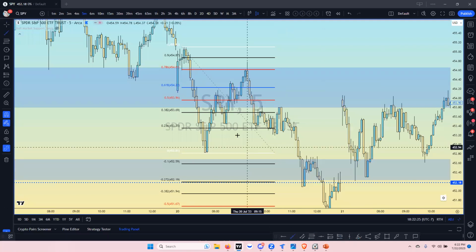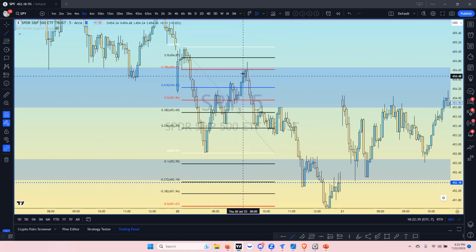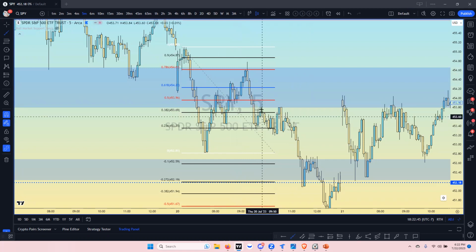Where's my ray at? See, you get this consolidation between the 0.382 and 0.236 level. So this is another short entry, right? And I do see myself taking this because this is actually an A+ setup for me. We come down, we break my zone, and we come up and retest it. So this is a short entry to me right here.